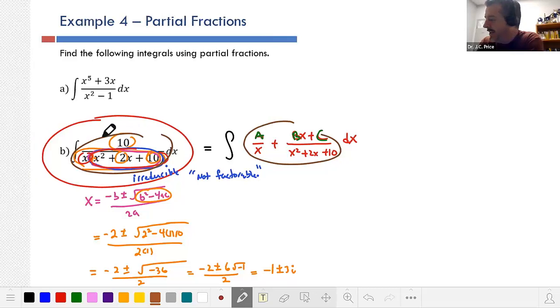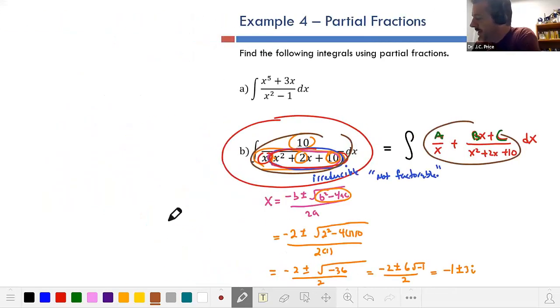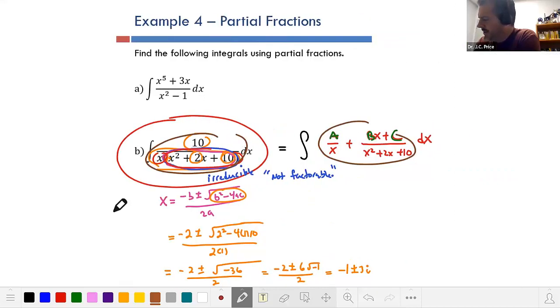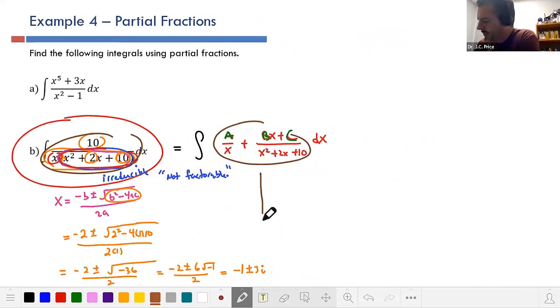So let me move back here a little bit. And so over here, what do I want to do? Oh, actually, we'll just do it right here. Normally, I would do it where I showed you it was irreducible. We'll do it right here. And so I have 10 divided by x times x squared plus 2x plus 10.